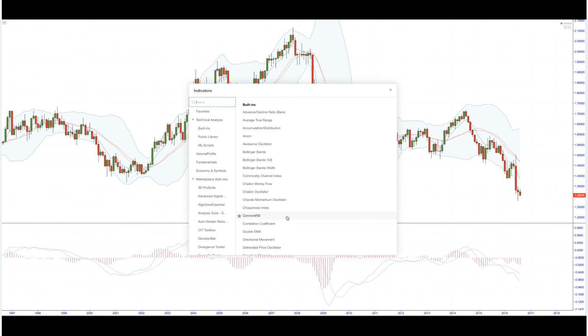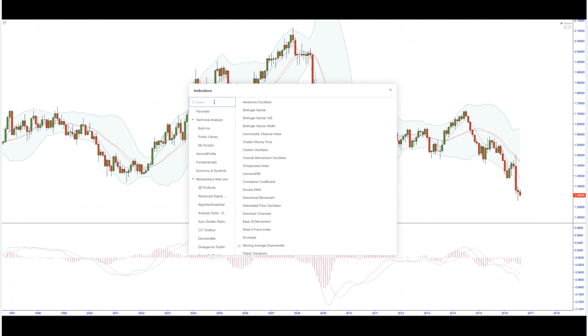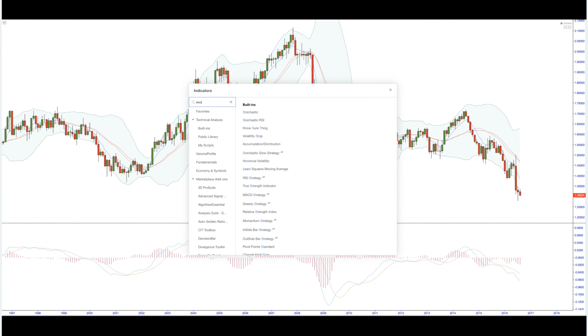What's also, let's have a look at stochastic, is a popular one. Let's have a look at the stochastic.